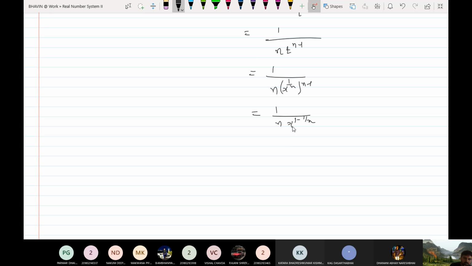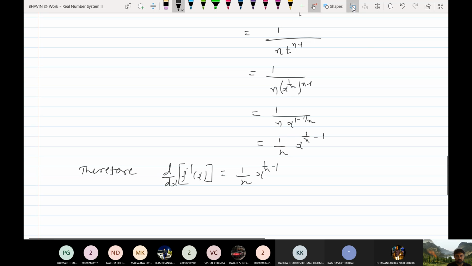Okay, now if I bring x in the numerator, you can write it in this way. This will change to 1 upon n minus. So this is the derivative d by dx of f inverse x, equal to 1 upon n, x raised to 1 upon n minus 1. Do you understand this?